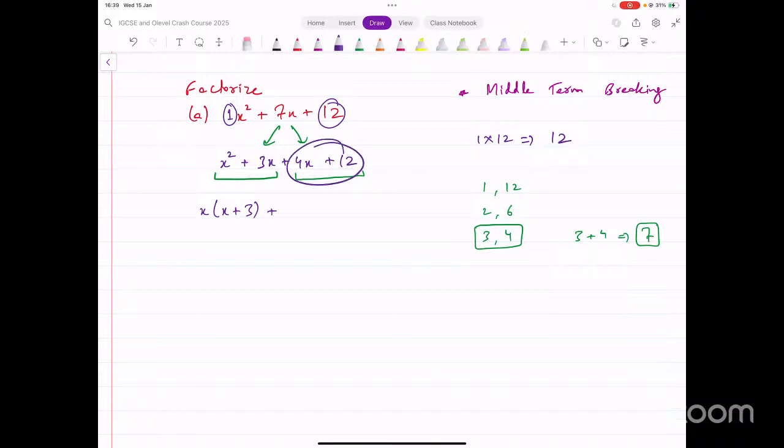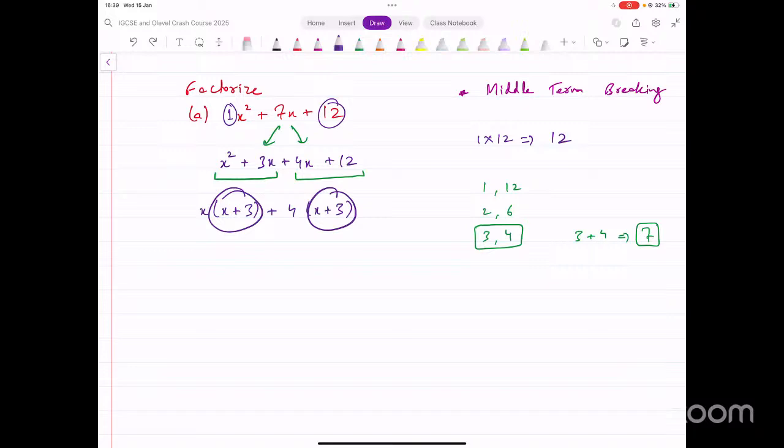Then think of what you can take common from the second two terms. Write down whatever you can take common. In this case, you can take 4 common outside. What does that leave you with? That leaves you with x plus 3 inside. And now you notice, this is x plus 3, this is x plus 3. If you're getting the same expressions in both brackets, that's a sign that you've done it correctly.